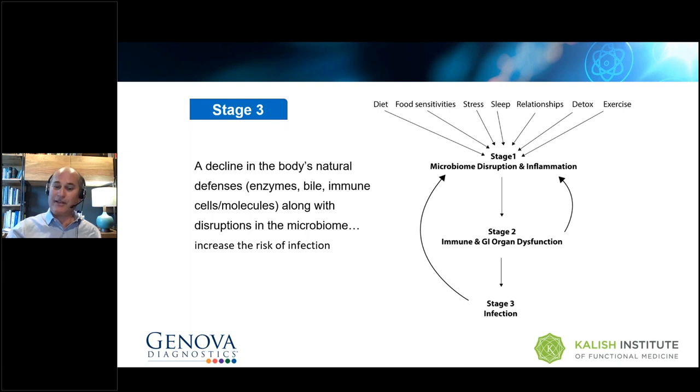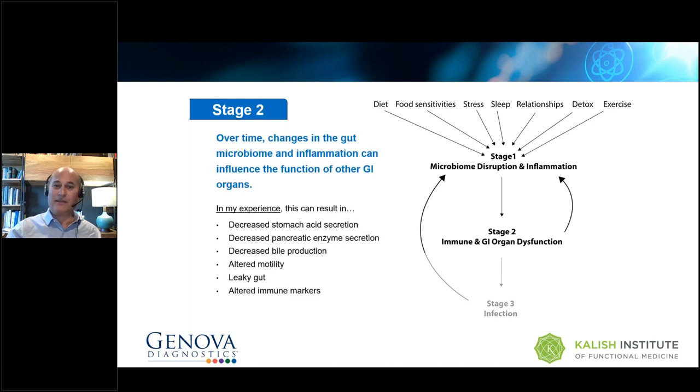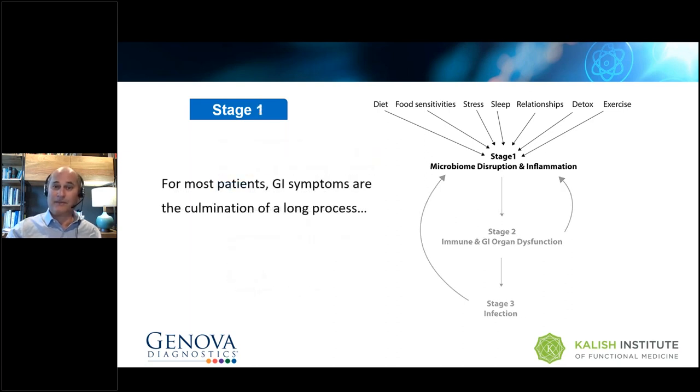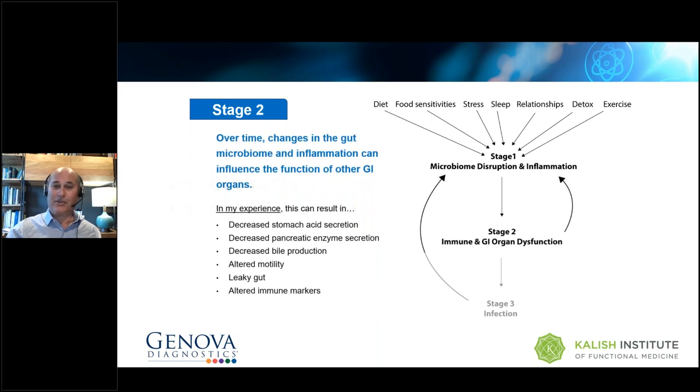You know, so like if someone has a perfect microbiome, they're probably not going to have a yeast overgrowth problem. Okay, so to a certain extent, people start off with a stage one, where the microbiome is not working well, progress to a stage two where the organs, usually at least the gut lining, is involved, right?